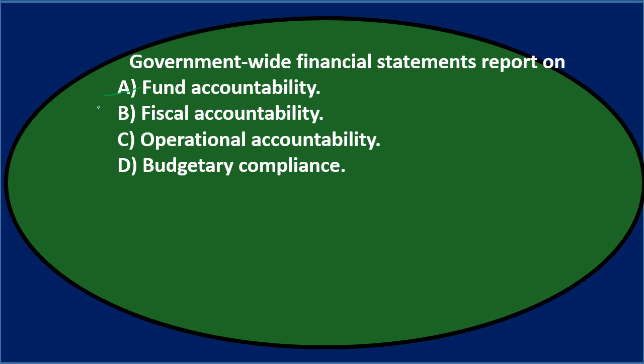B says fiscal accountability. That sounds like it could be reasonable. C says operational accountability, and that sounds somewhat reasonable. And D says budgetary accountability, and that sounds somewhat reasonable too. Of these, I would break it down and say maybe not D, because B and C sound pretty good. And of those two, it's going to be operational accountability. So the government-wide financial statements report on C, operational accountability. This is the final answer.